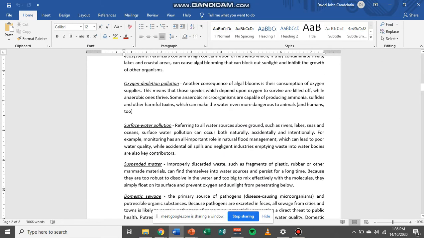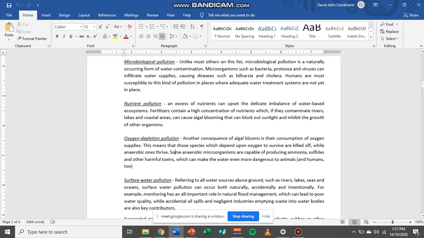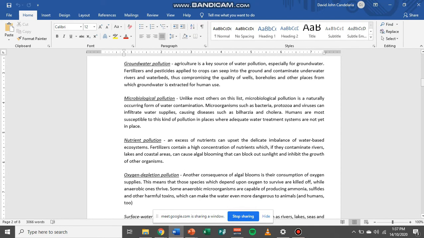Next, we have oxygen depletion pollution. Another consequence of algal blooms is their consumption of oxygen supplies. This means that those species which depend upon oxygen to survive are killed off, while anaerobic ones thrive. Some anaerobic microorganisms are capable of producing ammonia, sulfides, and other harmful toxins, which can make the water even more dangerous to animals. So if you notice, the types of pollution in water are mostly connected to one another. So, one type of pollution may lead to other types.